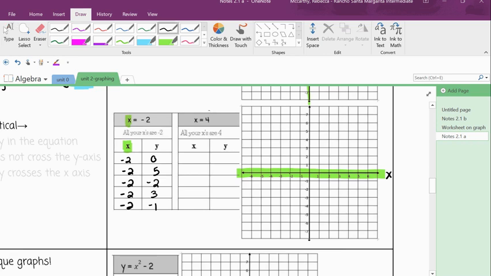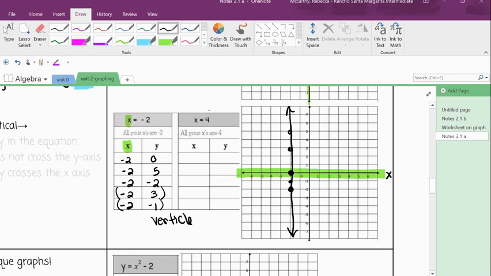So negative 2, 0 is here. Negative 2, 5 is here. Negative 2, 2 is here. Negative 2 and 3. So I'm plotting these points here. Negative 2 and 1. Negative 1. So that one is what we call a vertical line. So this is vertical.